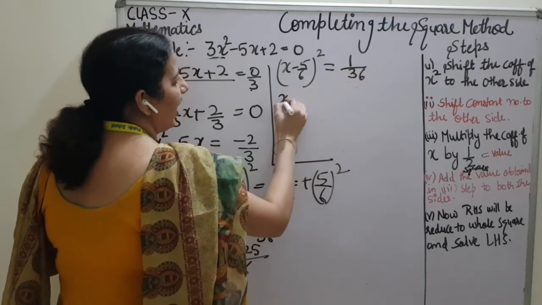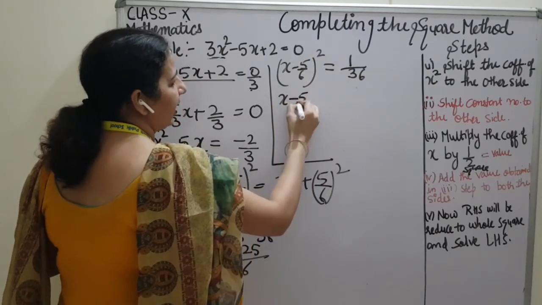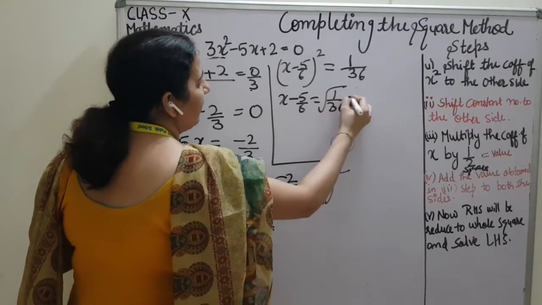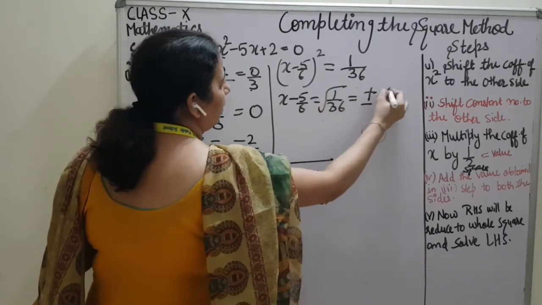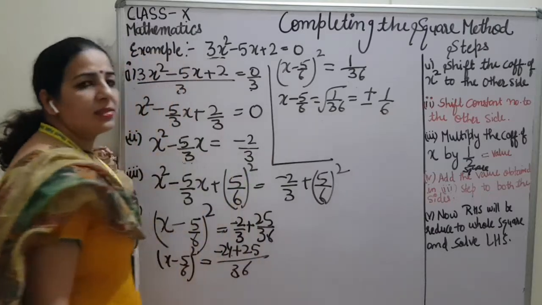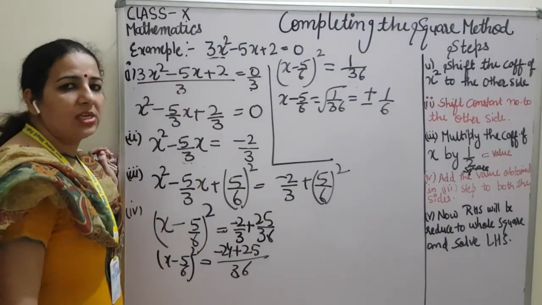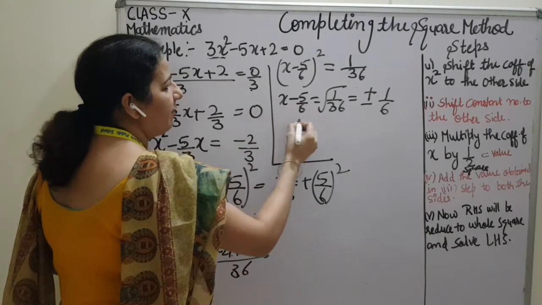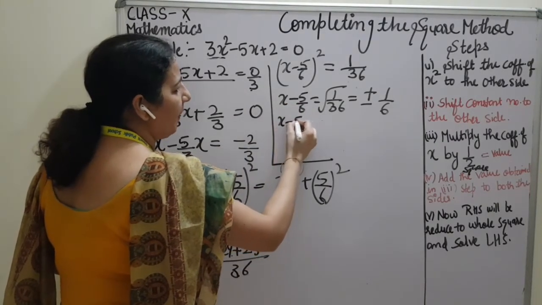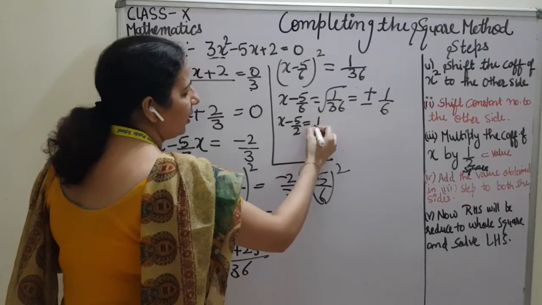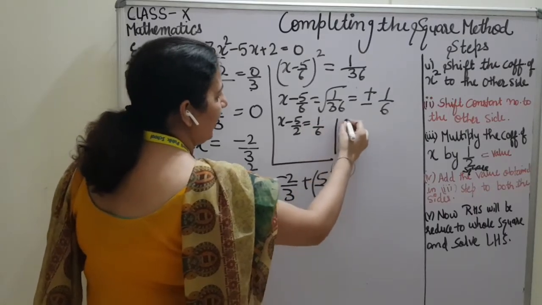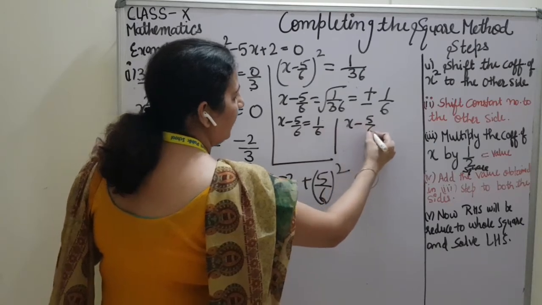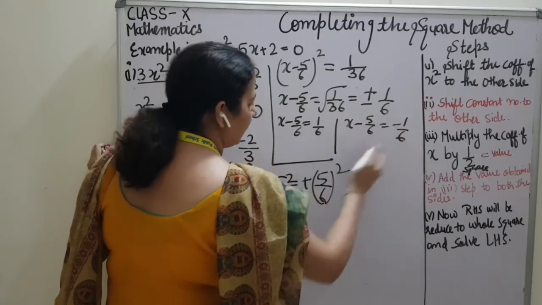Now I just want to shift this to that side. So it will be under root 1/36. And what is the under root of 1/36? It will be plus minus 1/6. Not only 1/6, it will be plus minus 1/6. So x minus 5/6 will be divided into two parts. Either its value will be plus 1/6, or it can be minus 1/6.